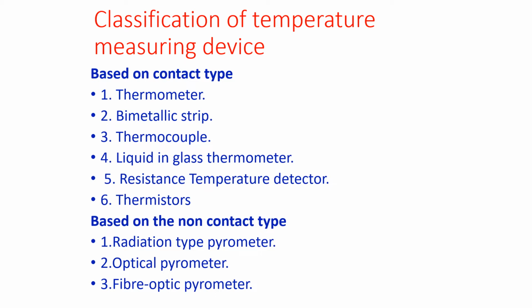Contact type means it will touch the component or object or part on which we have to measure. That is like the thermometer, bimetallic strip, thermocouple, liquid-in-glass thermometer, resistance temperature detector, and thermistors. Whereas non-contact type is the radiation pyrometer, optical pyrometer, and fiber optic pyrometer.